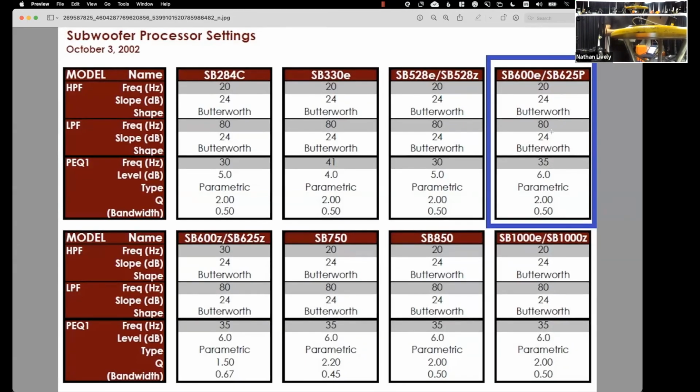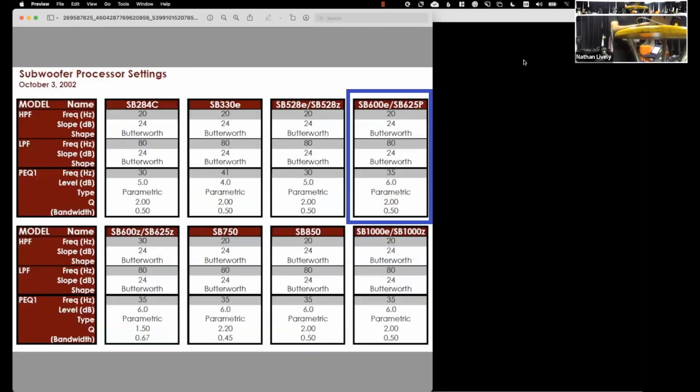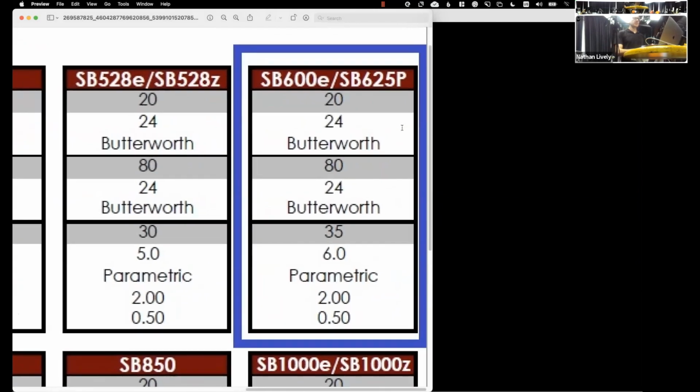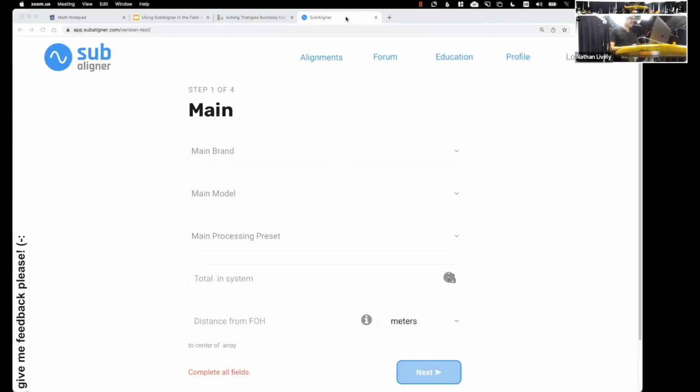And even though there's no preset that you load in the processor, there are these settings, right? So here are the settings for the subwoofer that we're using today. All right. Thanks for your patience.